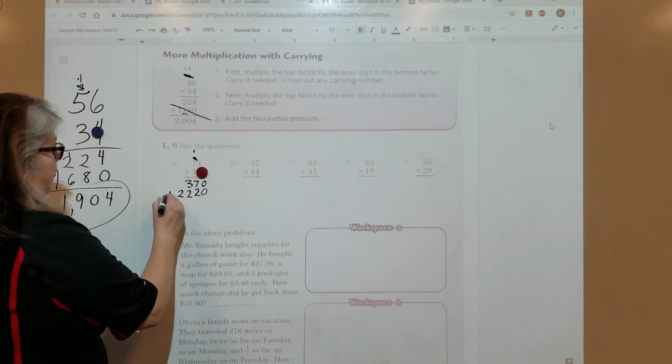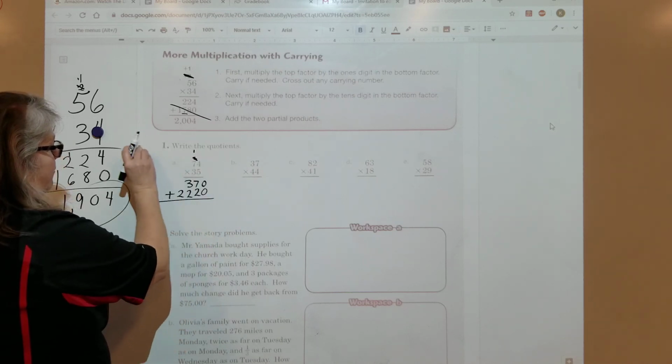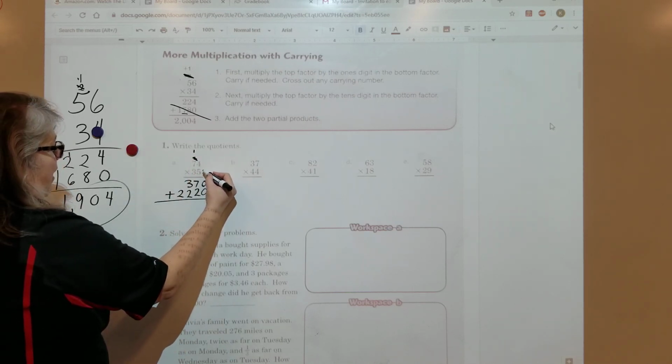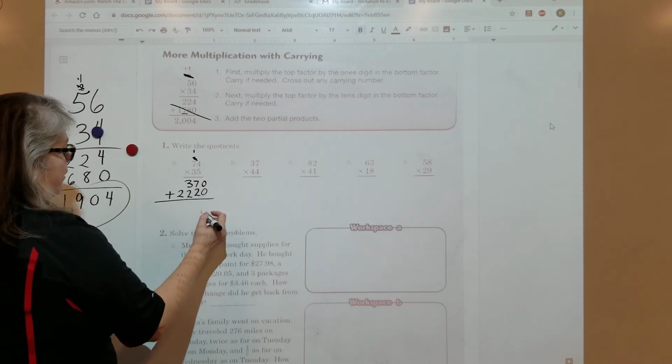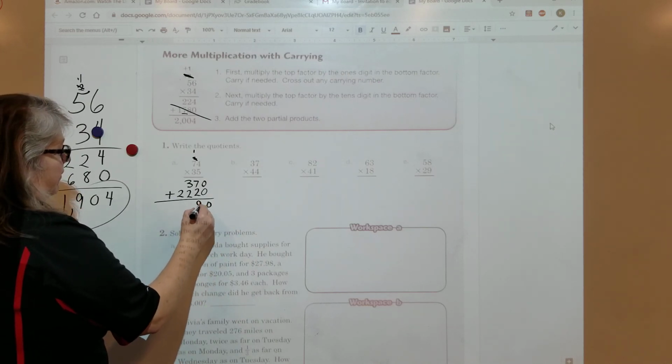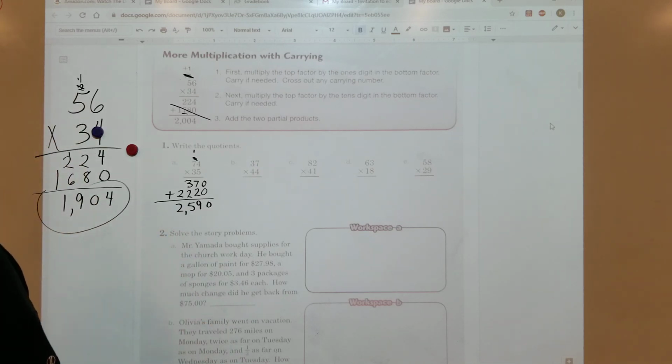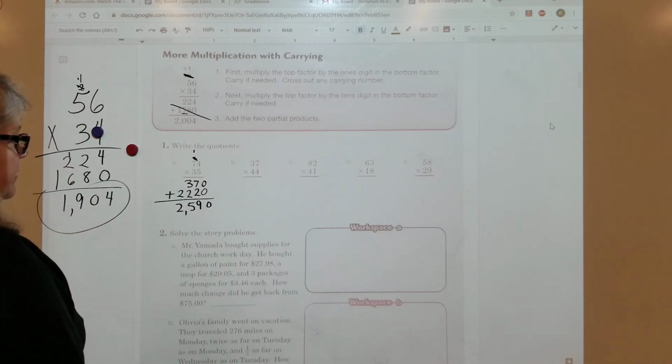Now add your partial products. So if we go labeling this: factor, factor, partial product, partial product. Now we're going to add to get the final product. 2,590.